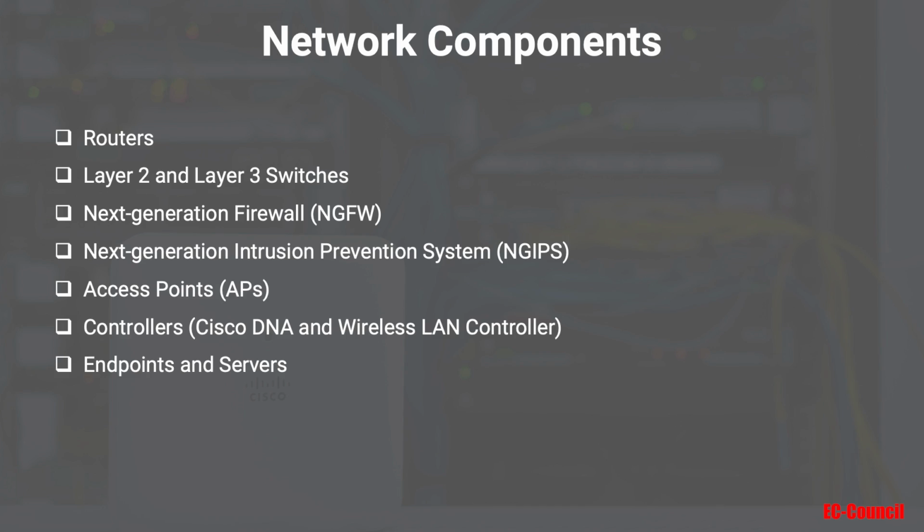You will also find next generation firewalls and even intrusion prevention systems. The firewalls and the IPS are security appliances. You'll also find access points and even wireless routers. There will also be controllers, which is Cisco DNA Center, and even wireless LAN controllers. And we cannot forget about endpoints and servers.